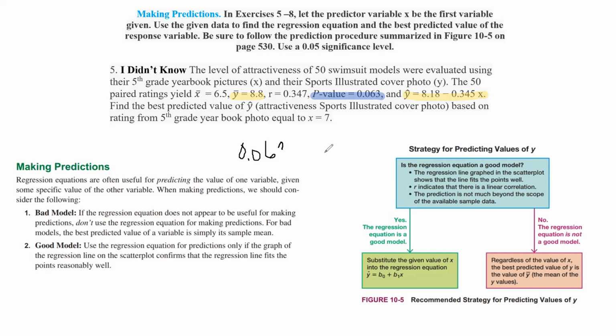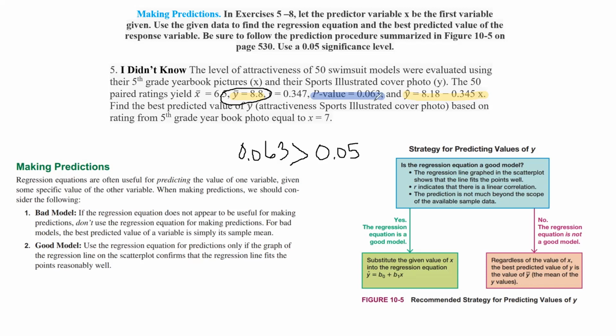0.063, right? And then 0.05. Is that greater than or is that less than 0.5? That's greater than, right? So if it's greater than, is it a good model or is it a bad model? Bad model. There you go. So since it's a bad model, that means we're going to use this one right here.